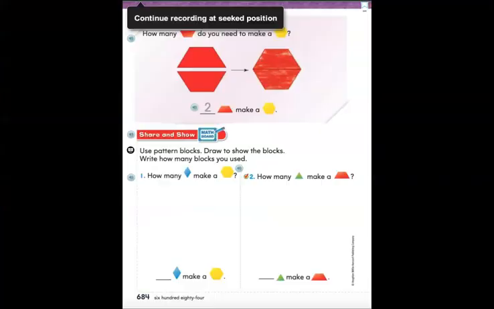All right, now we're going to go back to our workbooks and we're going to complete those pages together. We are going to do page 684 together, 685 together, and 687 together.